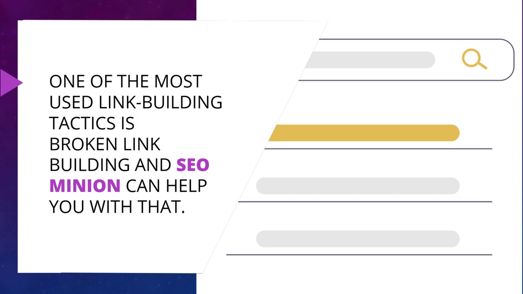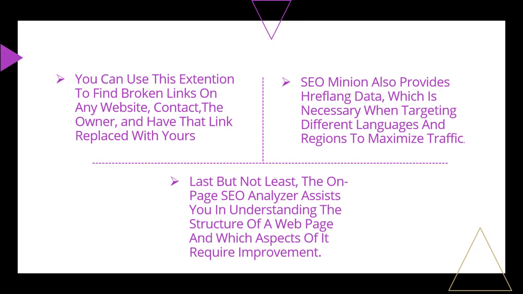Now, real quick, if you don't know what broken link building is, it's where you look at a site that has an outbound link to something that no longer exists. Then you contact that site and ask if you can have that broken link point to your site as well. The theory is that it's helpful to them because they no longer have a broken link on their website, and helpful to you because you have a relevant link that will drive traffic and possibly ranking. So that's what broken link building is, and SEO Minion helps with that.